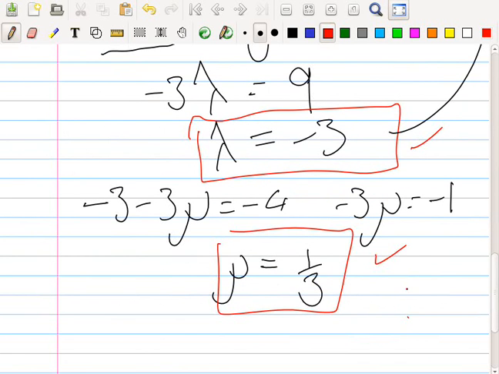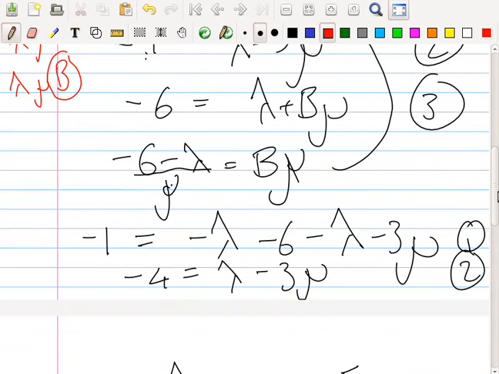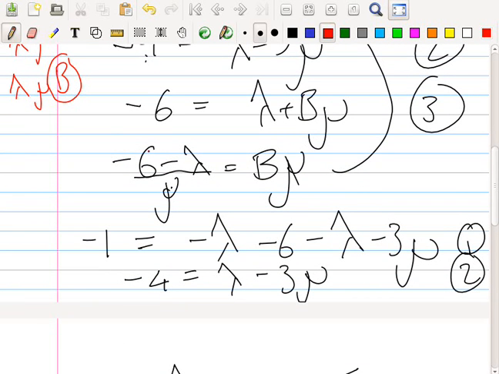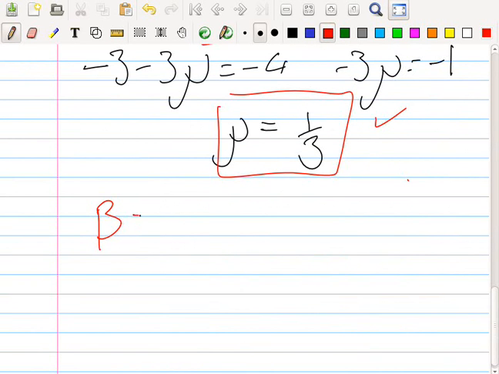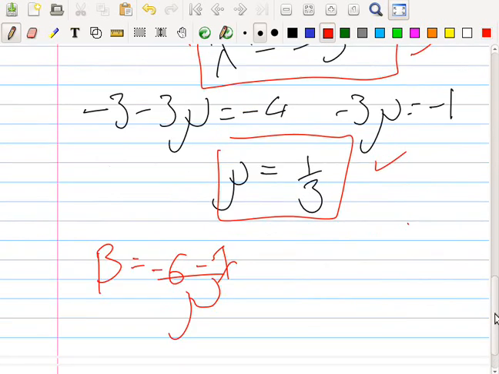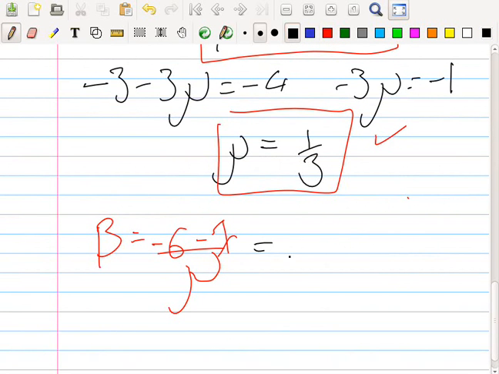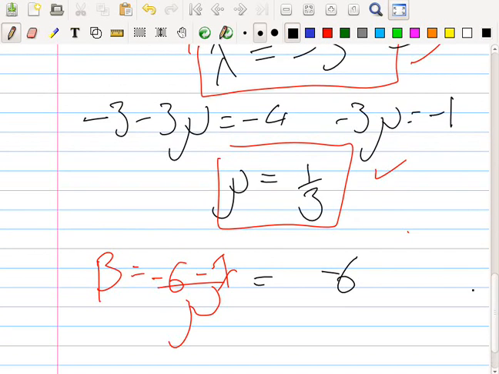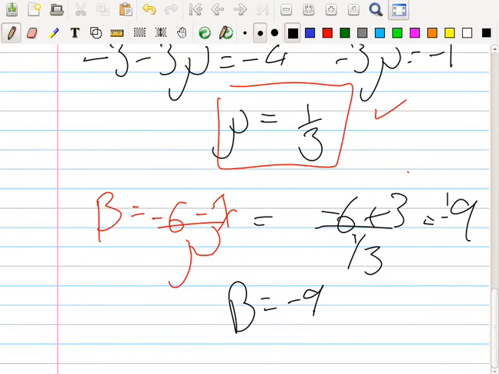The next one to get, I think might be the best one, might be the b. Because b equals minus 6 minus lambda over mu. So I'll just write that again here. B equals minus 6 minus lambda over mu. Isn't that right? Yeah. So now I know the lambda and mu. Minus 6 minus lambda over mu. That would be minus 9, will it? Minus 6 plus 3 is minus 3. Yeah, minus 9, right? So now I have the b equals minus 9.